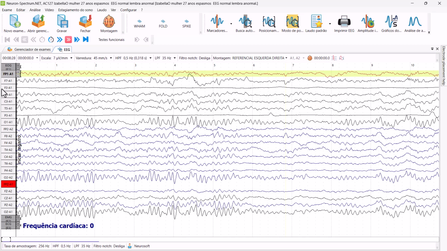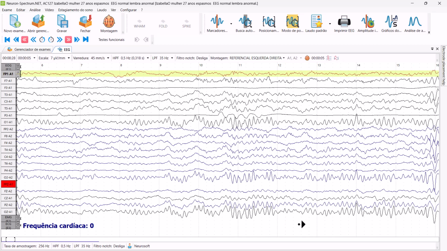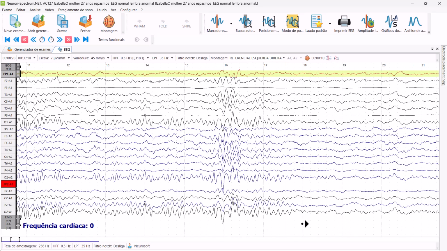We have a disconnected F3 and a disconnected P3. This is not a salt bridge because we are working with F3 and P3 and also A1. And the problem is not linked to A1 either, because the other electrodes where A1 is connected are normal. So this is a little problem with F3 and P3. Anyway, I decided to put this exam here because it's very interesting.